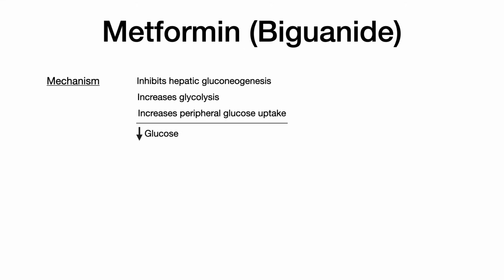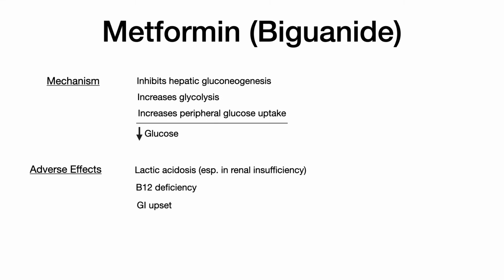The mechanism of metformin is that metformin inhibits, well, it really does a few things. It inhibits hepatic gluconeogenesis. It increases glycolysis. It increases peripheral glucose uptake. And the net effect of all 3 of those actions is that it's decreasing glucose. And that is the mechanism by which it treats type 2 diabetes.